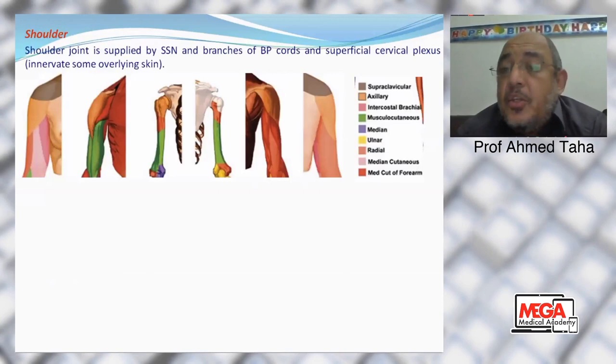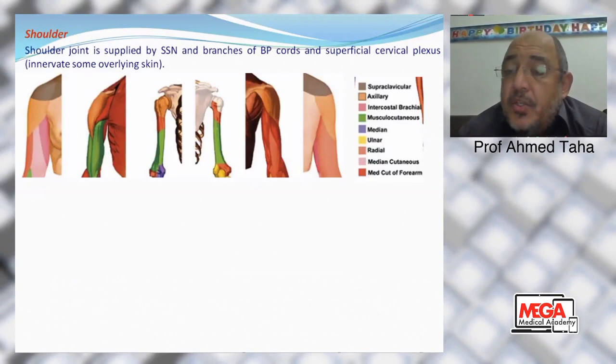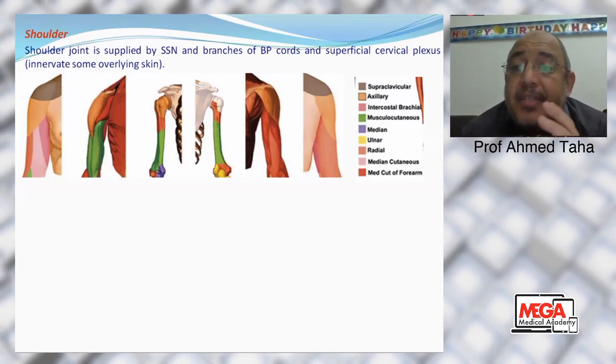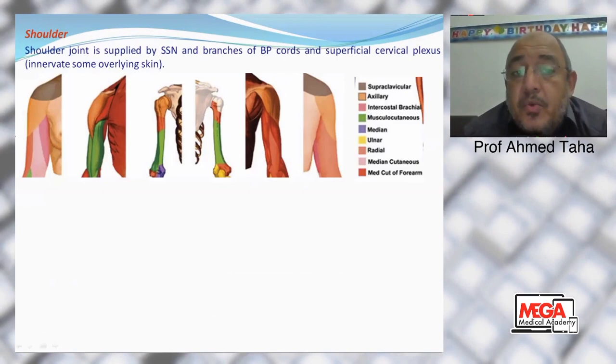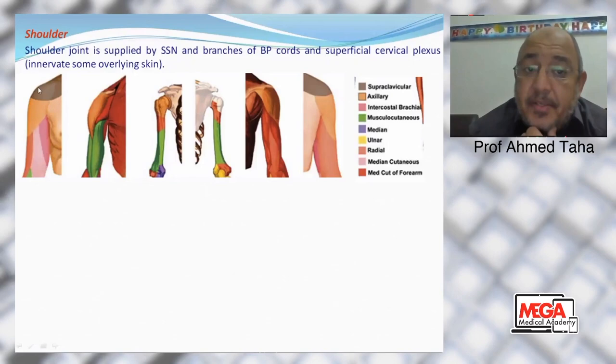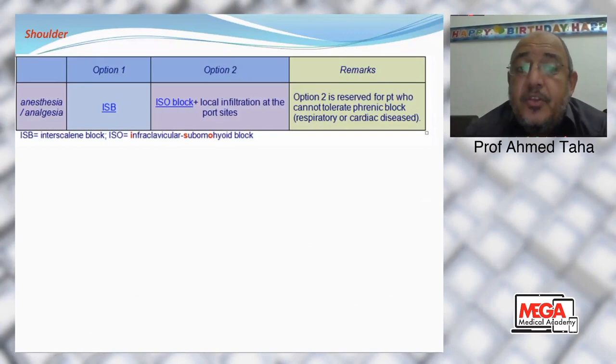The second is shoulder surgery. The shoulder is supplied by many branches of the brachial plexus cords. So if you give an infraclavicular block, you'll block about 70 or 80% of the shoulder. But still there is one branch, as I said, the suprascapular nerve, which is not a branch of the cord. It's coming from the upper trunk. Also, as you see the shoulder here, the skin may be supplied by the superficial cervical plexus. So the first choice of anesthetic or analgesic is the interscalene block.